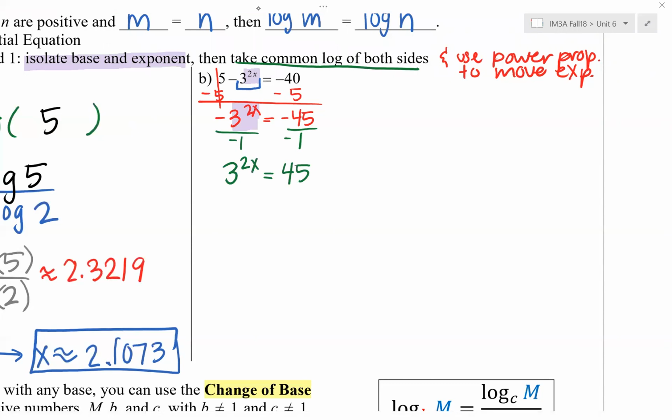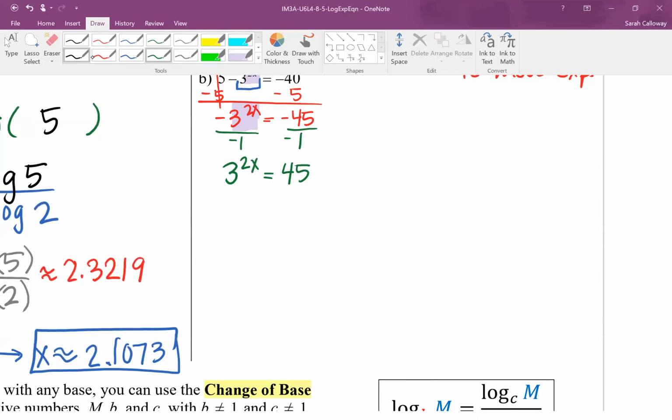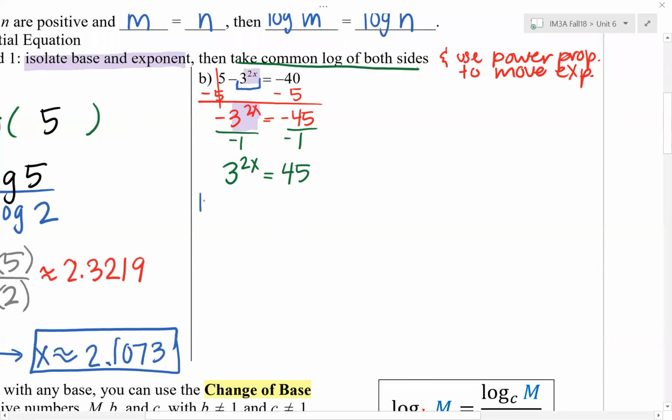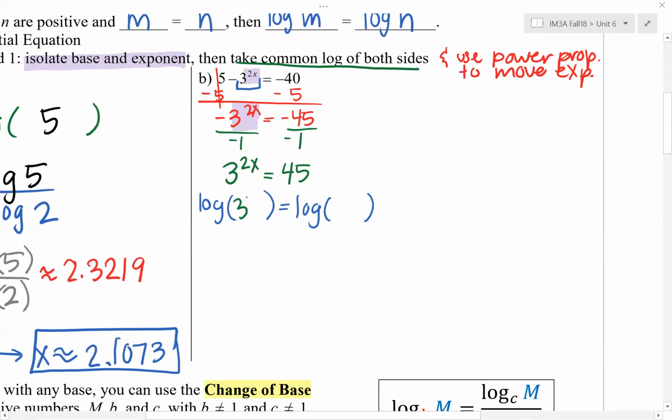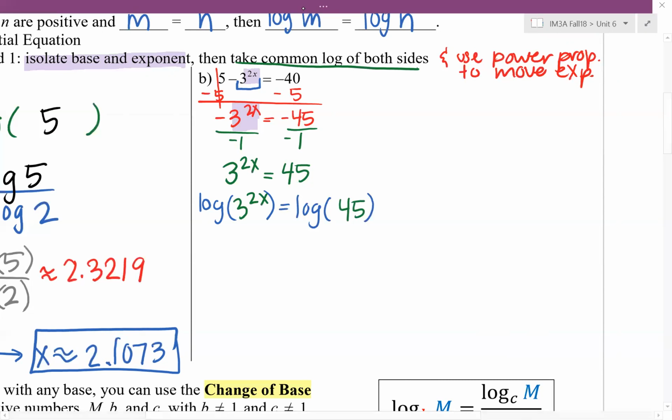So remember that our big idea here is we now want to take the common log of both sides. So we're going to take log of our 3 to the 2x power equals log of our 45. Okay, so log of 3 to the 2x equals log of 45.